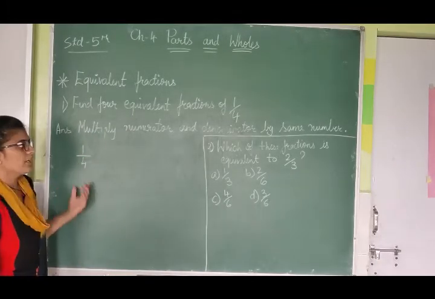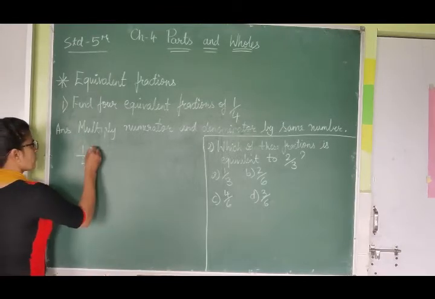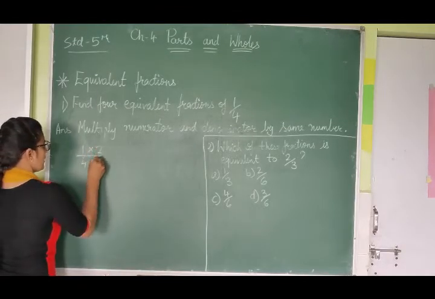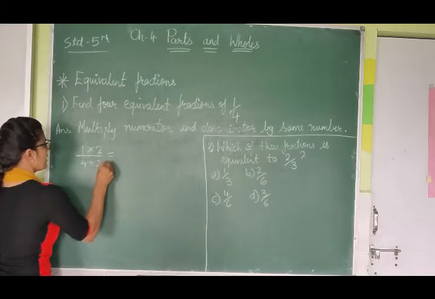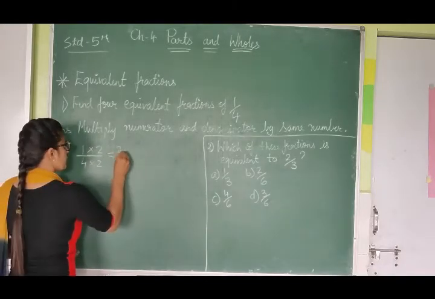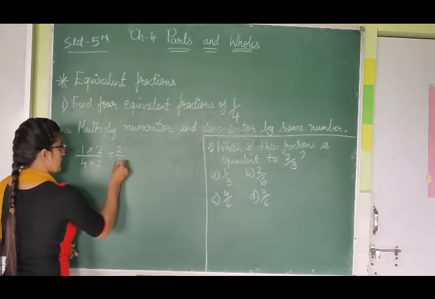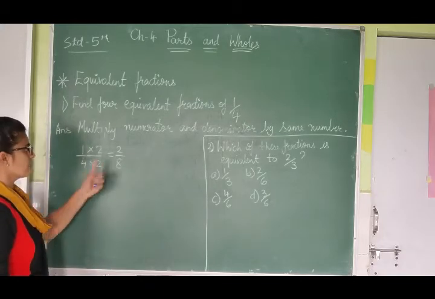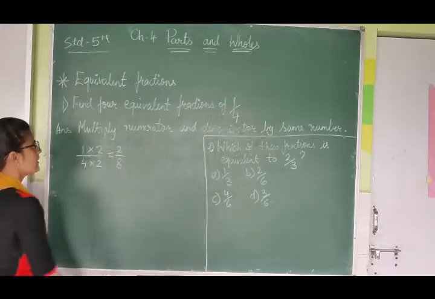1 by 4, we will multiply by 2. So multiply by 2 and multiply by 2. So what will be the answer? 1 2's are 2 and 4 2's are 8. So 2 by 8 is an equivalent fraction, one equivalent fraction of 1 by 4.